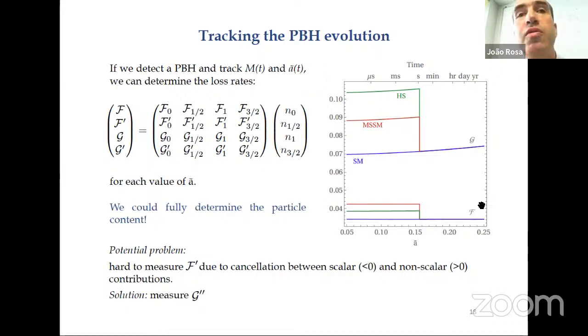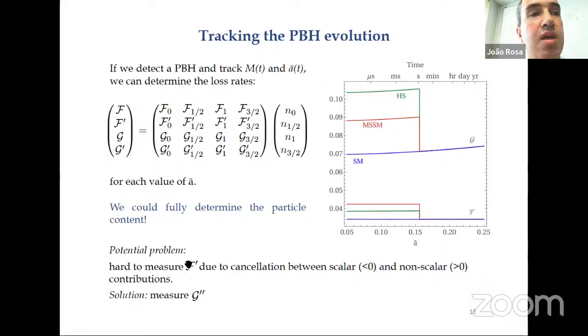So here's an example of what happens to these functions if we could measure them experimentally for the standard model in blue, for the MSSM in red, and for the hidden sector in green. And you see the behavior of these different extensions of the standard model is quite different. This matrix is known theoretically, the contribution to these F and G functions from each type of particle. So if we could measure these experimentally, we could invert this and know exactly how many scalar particles, fermions, gauge bosons, spin 3/2 particles we have. So it's kind of a powerful thing if we could detect these black holes and track the final seconds of their evolution.